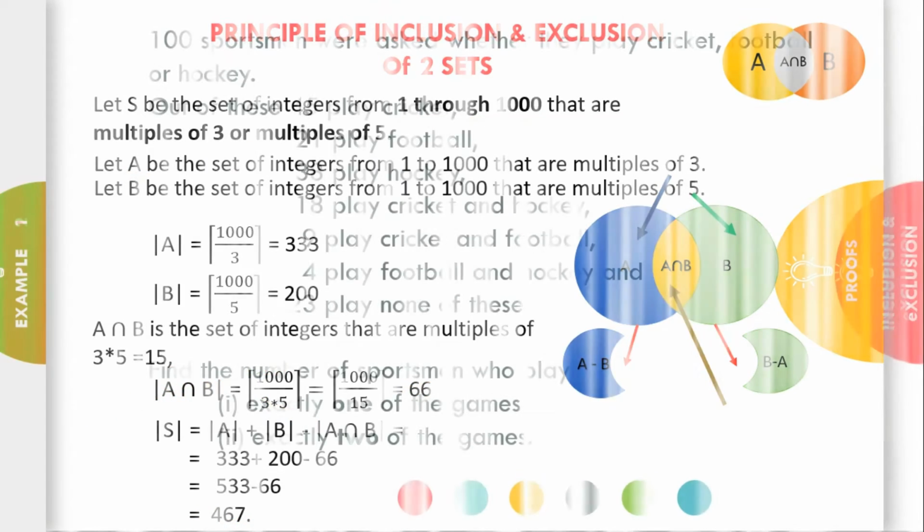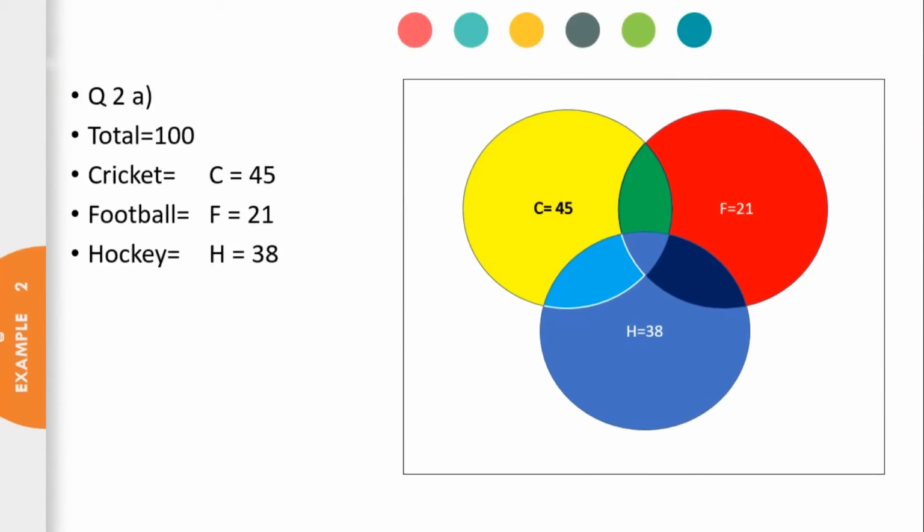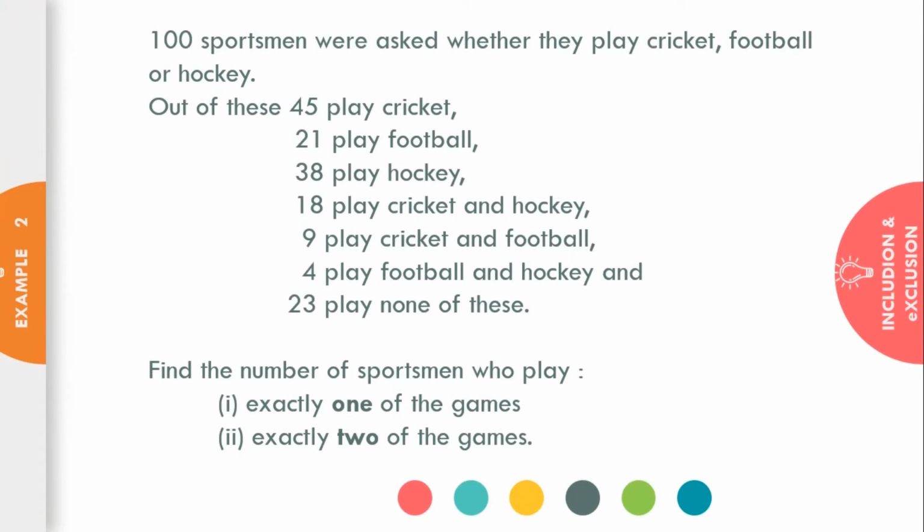In the same way we can perform the operation on 3 sets also. So this is the question. 100 sportsmen were asked whether they play cricket, football or hockey. Out of this, 45 play cricket, 21 play football, 38 play hockey. So we can term these sets as C for cricket, F for football, H for hockey. 18 play cricket and hockey, 9 play cricket and football, 4 play football and hockey, and 23 play none.